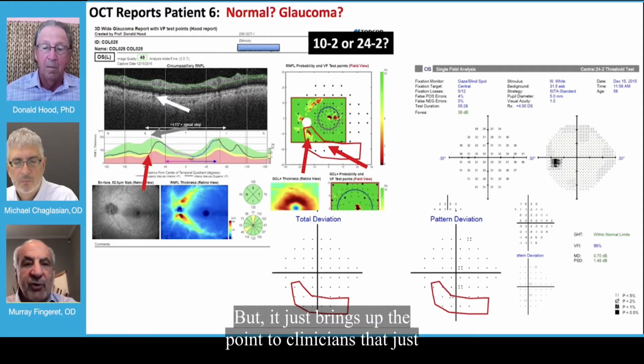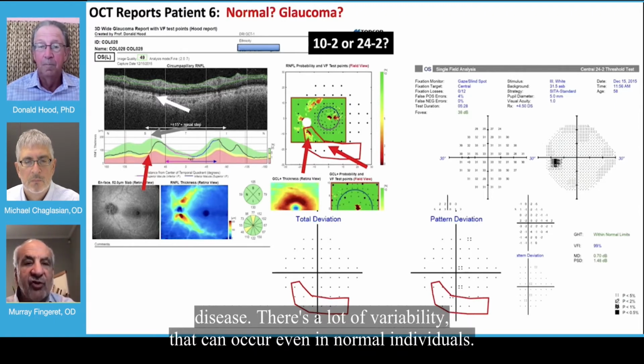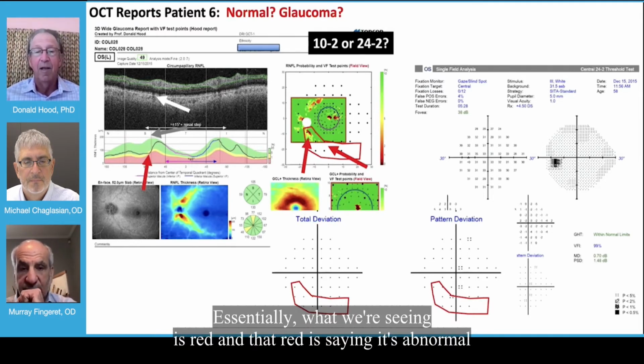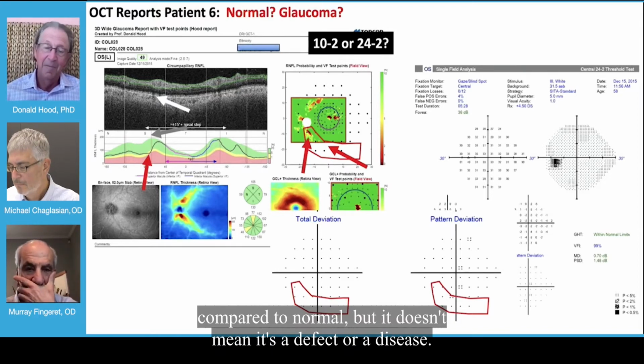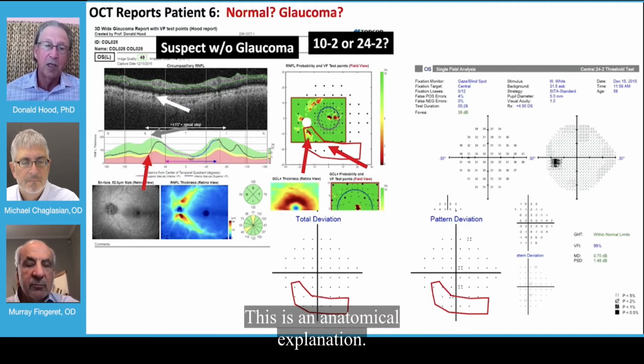But it just brings up the point to clinicians that just because there are some areas flagged on an OCT report doesn't mean it's due to disease, that there's a lot of variability that can occur even in normal individuals. Yeah. So essentially what we're seeing is red, and that red is saying it's abnormal compared to normals, but it doesn't mean it's a defect or disease. This is an anatomical explanation. So this is a glaucoma suspect.